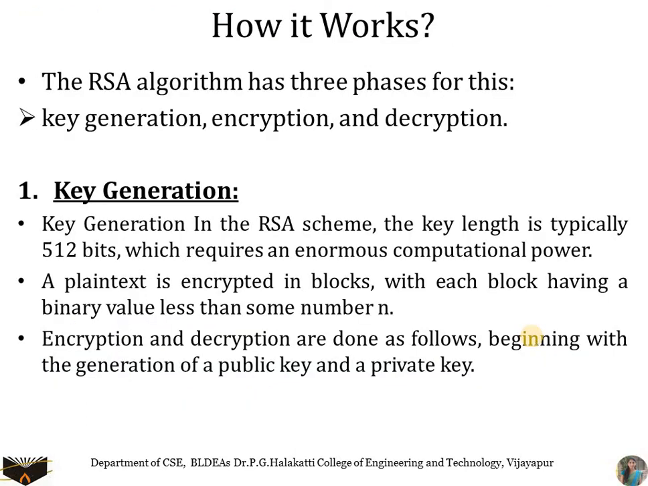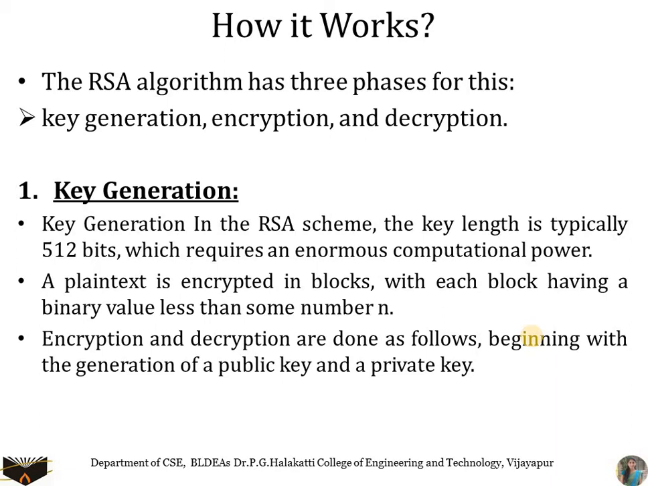So here is how this algorithm works: how to generate the keys, and how the encryption and decryption are done. The RSA algorithm has mainly three phases. The first one is the key generation phase. As we are using two different kinds of keys, we need to generate those keys before transmitting the actual data. The second one is the encryption phase and the third one is the decryption phase. So we'll go with the first one right now, that is the key generation.